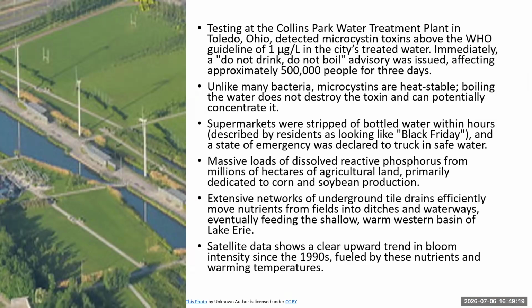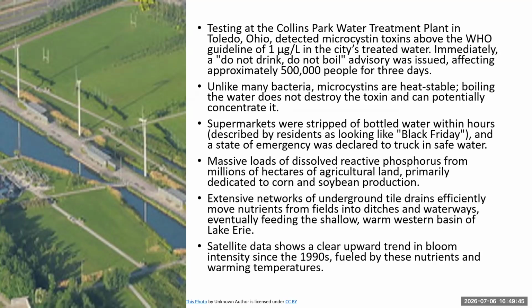High levels of microcystin toxins were actually detected in the city's treated drinking water, and that forced the authorities to issue a do not drink and do not boil advisory that affected about 500,000 people. But why do not boil? We've already learned this: since these toxins are heat stable, boiling the water was not actually a solution.